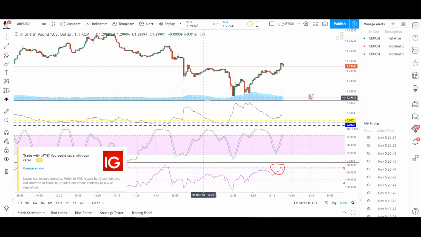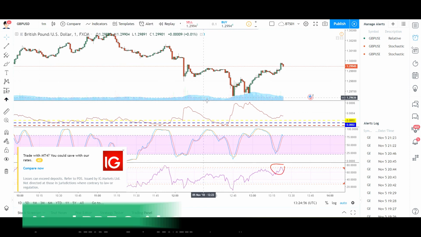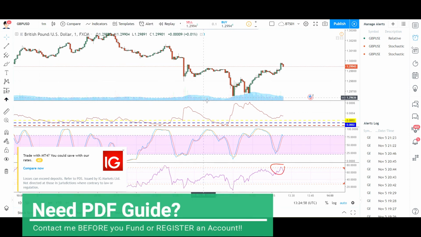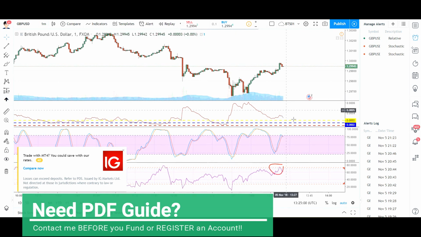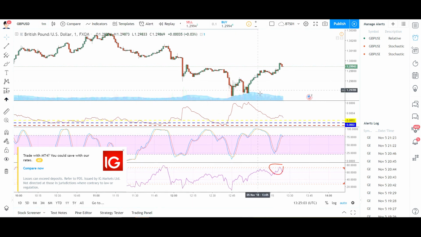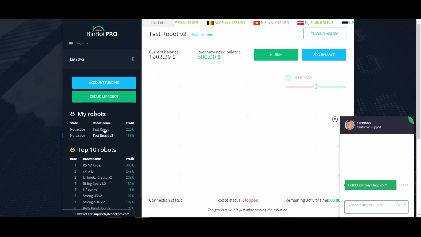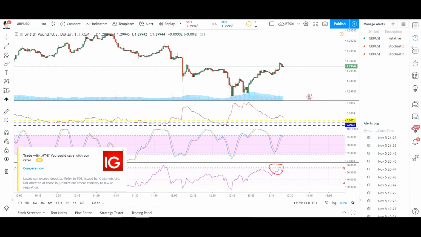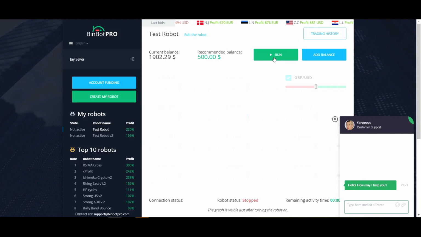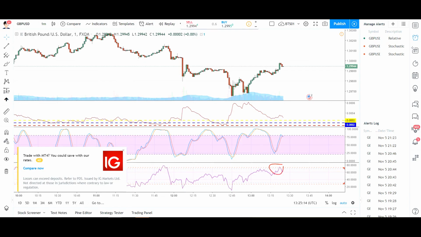So right now we can see the blue line is touching the red stochastic RSI line, so they are pretty much in contact. Right now we can see there's an X formed, right? There's a little tiny X there. I'm going to turn on the robot right now, the version test robot 1, which is for method A and B. All right, so I've just turned it on.